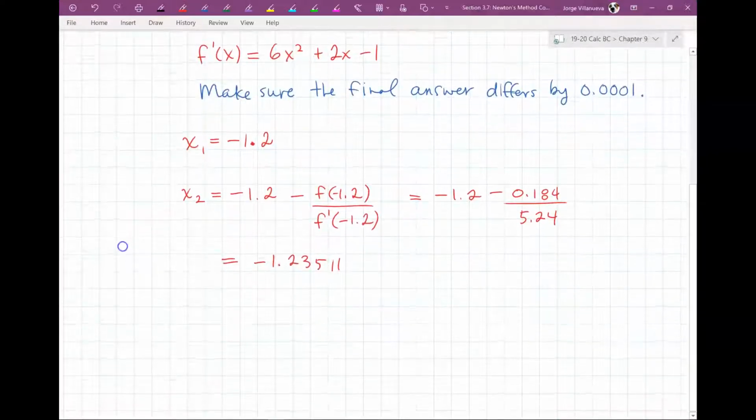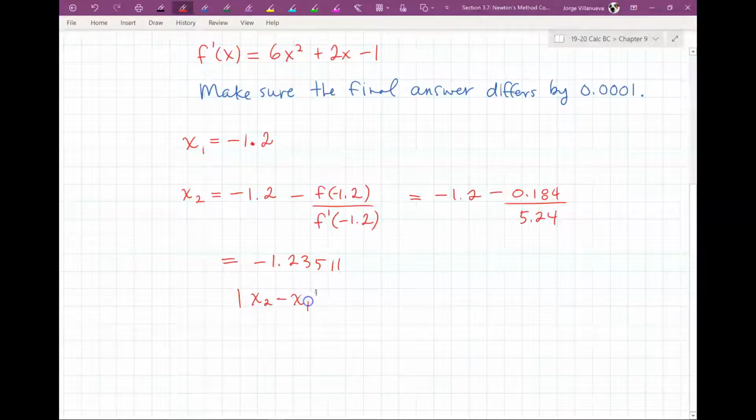Now, we check the error to see if we're done, because if it happens to be less than or equal to 0.0001, then we're finished. So we're going to do the absolute value of x sub 2 minus x sub 1, which would be negative 1.23511 minus negative 1.2. Well, that equals 0.03, etc. That's not close enough, right? We need to be within a 10,000th. We're at a 100th right now, so that's not good. So we've got to do it again.